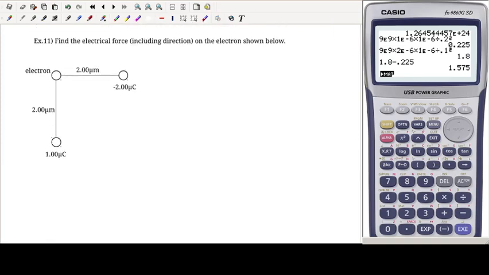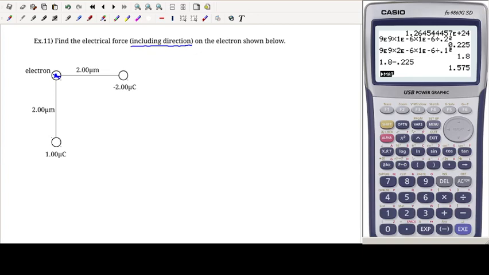Example number 11, this is the last one. Find the electrical force, including direction, on the electron shown below. So this is what we're looking for. And we want to know what direction, how hard is the force going to pull from each of these other charges in the diagram. So pause your video now and take a minute to see if you can figure it out.